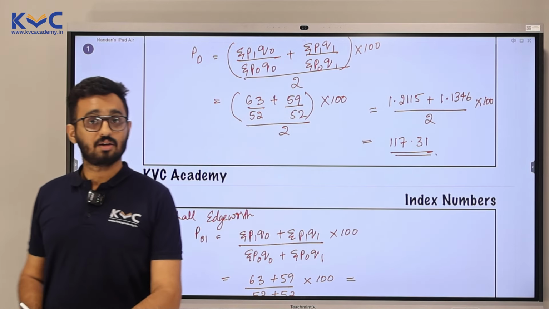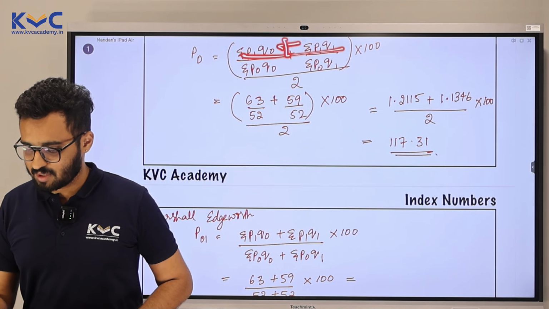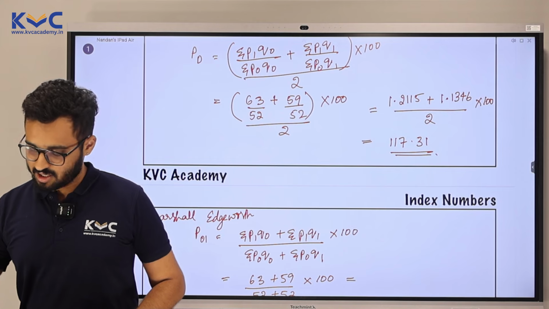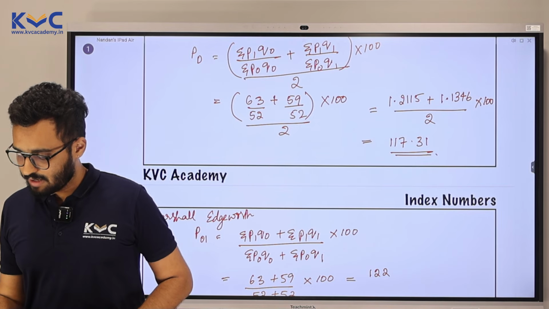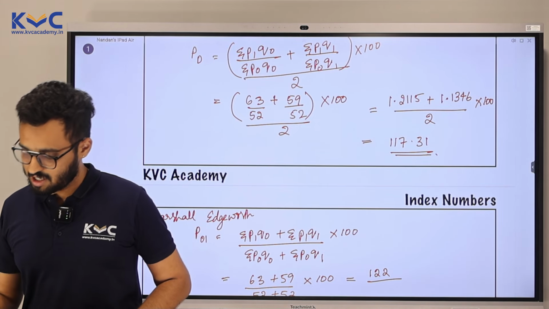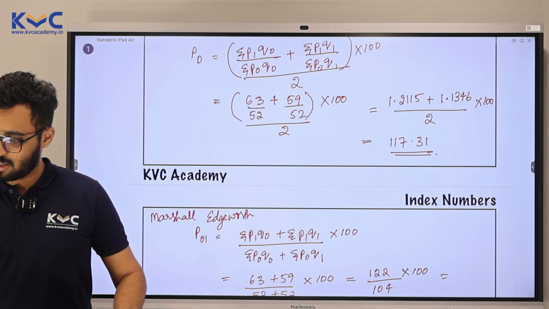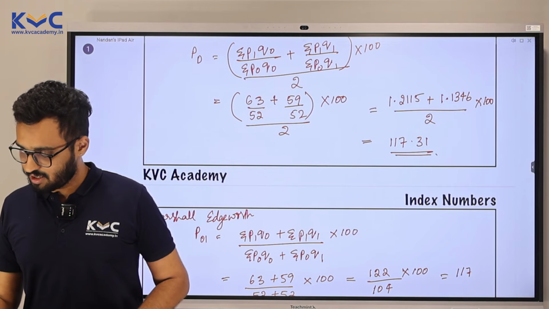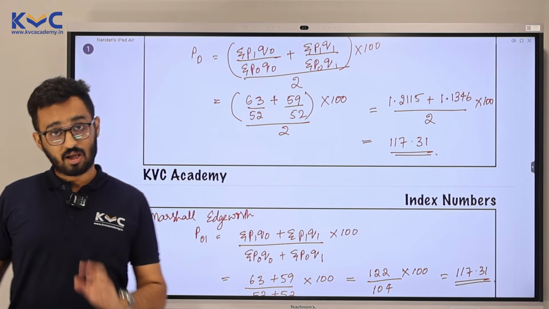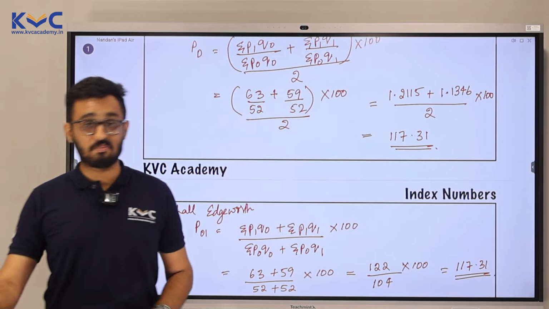Correct? 63 plus 59. I am just writing this. You basically extend this divided by, so make this plus plus into 100. So 63 plus 59 is 122 divided by 52 plus 52 is 104 into 100. So you get 122 divided by 104 into 100, which is 117.31.